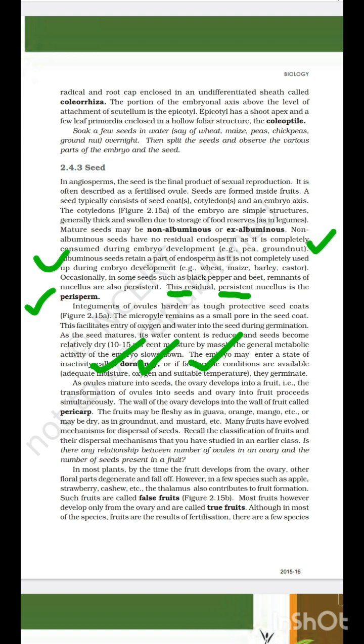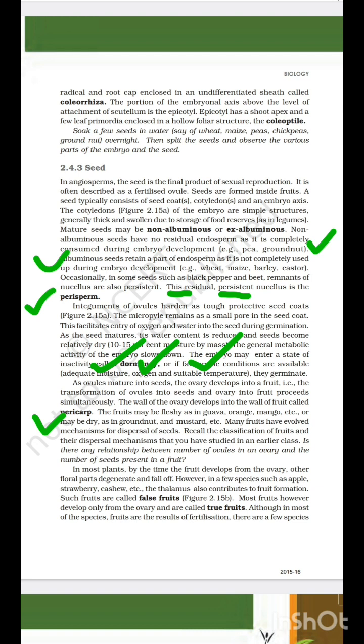As ovules mature into seeds, ovary develops into fruit. The transformation of ovule into seed and ovary into fruit proceeds simultaneously. The wall of the ovary develops into the wall of the fruit called pericarp. The fruits may be fleshy, as seen in the case of guava, orange, mango, we eat the fleshy fruit, or they may be dry, as seen in the case of groundnut, mustard. Many of the fruits have evolved mechanisms for dispersal of seed.